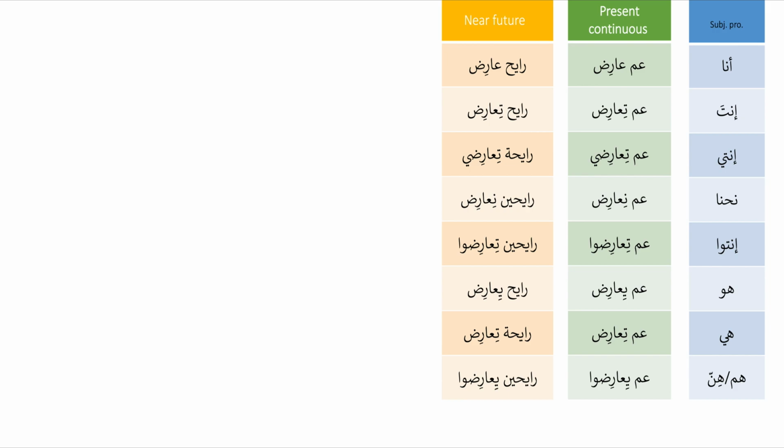Again, another little reminder that رايح and رايحة and رايحين, they mean only going to. But obviously, as you see, for every subject pronoun, it has a different conjugation, because رايح could be used with I masculine, you masculine, and he. And رايحة could be used with I feminine, you feminine, and she. And رايحين would only be used with the plurals.